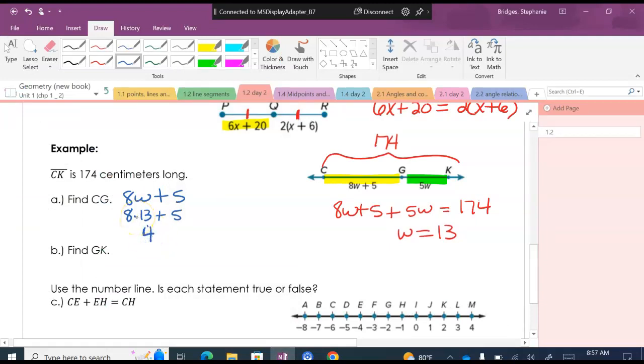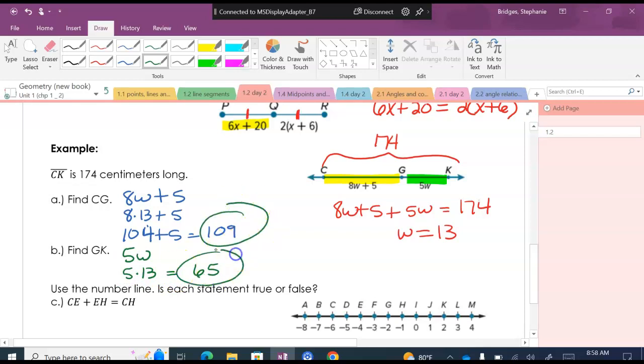This would be 104 plus 5, which is 109. Okay. And then for GK, we do exactly the same thing, except we plug it into what GK is. GK is 5 times W. So we do 5 times 13, which gives me 65. So there's one answer. There's the other. We had to find W first before we could plug it in and find the other one.